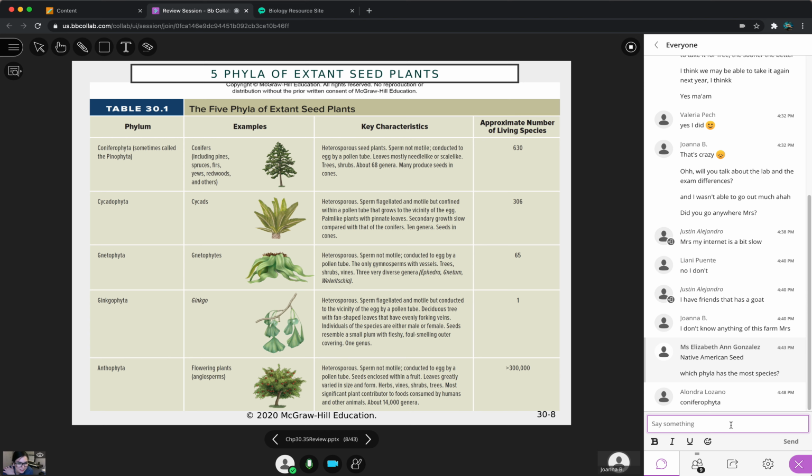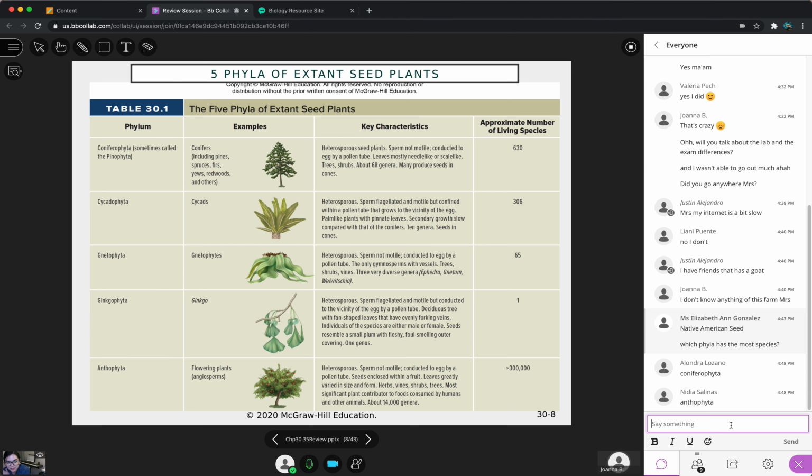Alondra, try again. Second time. Okay, good. Anthophyta. Yeah, very good. So if you see the Anthophyta and next to it, it says angiosperms. The angiosperms are flowering plants, anything that flowers.